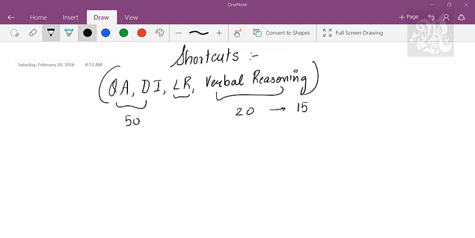Alright guys, let's talk about shortcuts. So I believe that in areas like quant, DI, LR and verbal reasoning, you possibly have shortcuts for every problem. Alright, let's understand this.